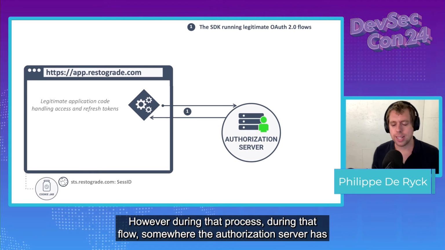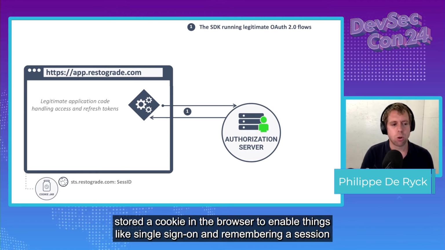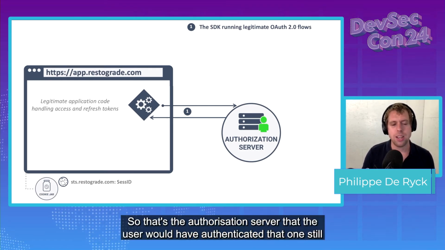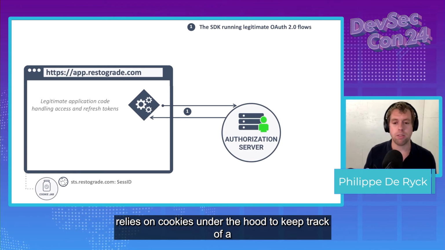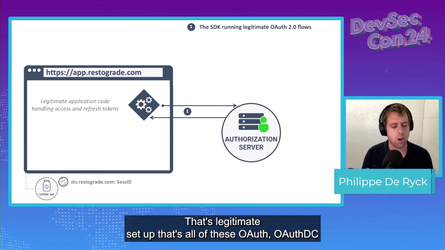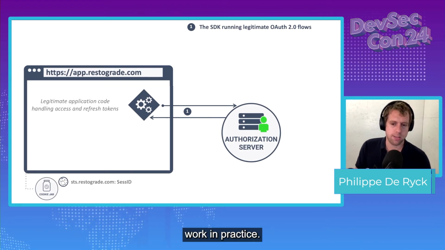However, during that process, during that flow, somewhere the authorization server has stored a cookie in the browser to enable things like single sign-on and remembering a session and so on and so on. So that's the authorization server where the user would have authenticated. That one still relies on cookies under the hood to keep track of a session one way or another. That's the legitimate setup. That's how all of these OAuth and OIDC implementations work in practice.